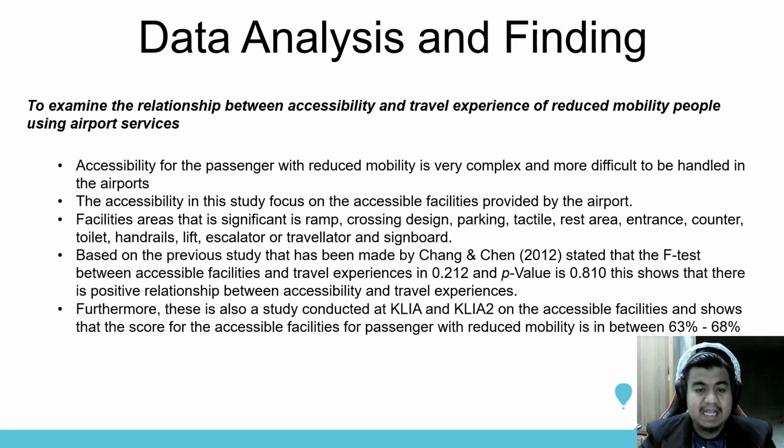Based on the previous study made by Chang and Cheng 2012, the F-test between accessible facilities and travel experience is 0.212 and the p-value is 0.812. This shows that there is a positive relationship between accessibility and travel experience. Furthermore, there is also a study conducted at KLIA and KLIA2 on the accessible facilities, which shows that the score for the accessible facilities for passengers with reduced mobility is between 63% and 68%.